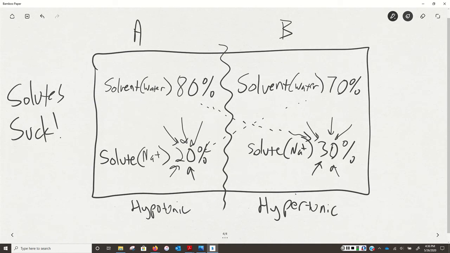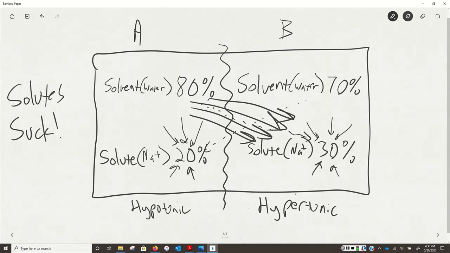But if we go back and we look at those solutes, where is the greater solute concentration? Which side has more solute? So which side is sucking harder? Well, B has more solute. So more water will move from A to B. Now there is still some water moving from B to A, but not much. So if we were to let this sit and we came back an hour later, A would actually lose volume and B would gain volume.